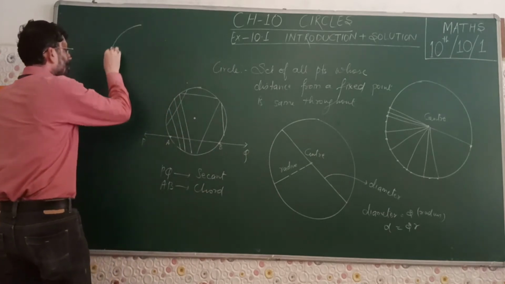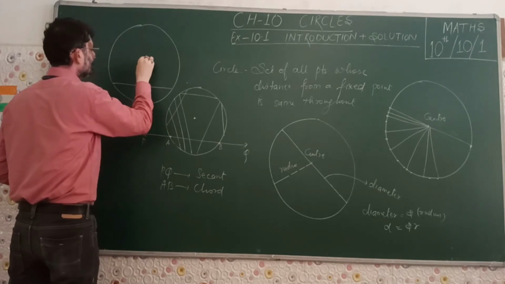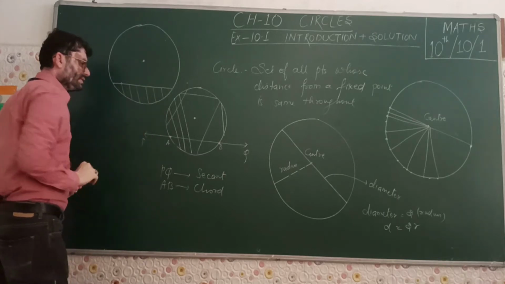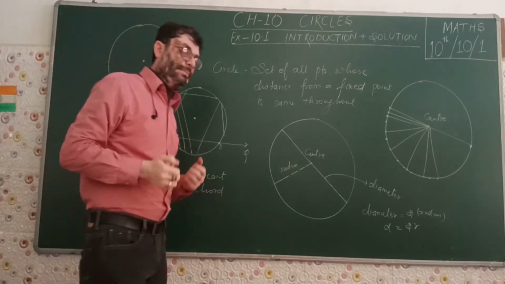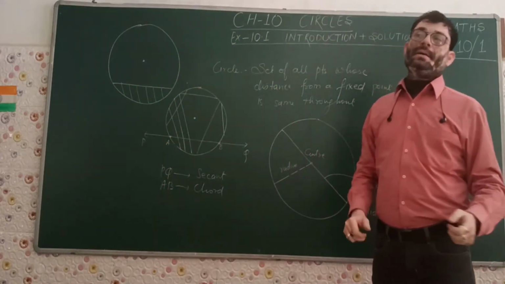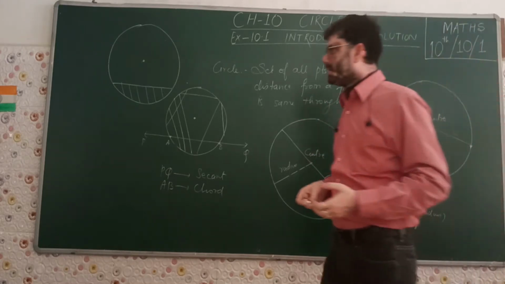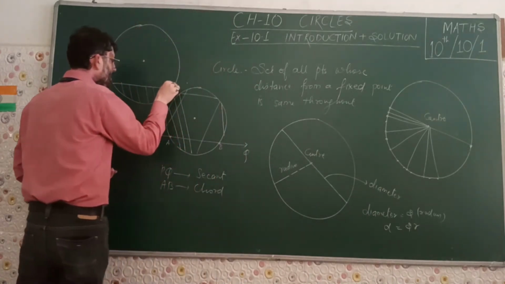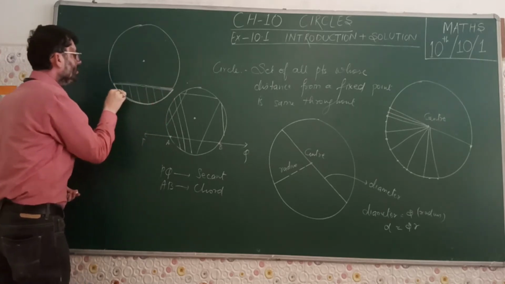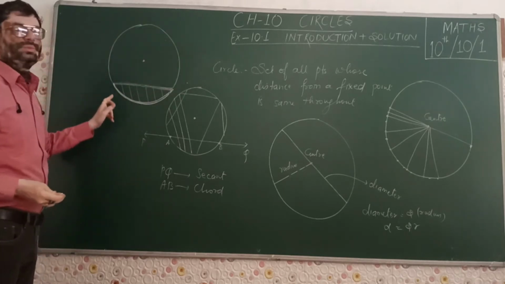Now, let's move to another figure. If this is the chord and this is my center, then what is this part? This part is called the segment of a circle. Segment of a circle is the region between the arc of the circle and the chord of the circle. So this is my chord of a circle, and you can say this one is the arc of a circle. This total is considered to be an arc.